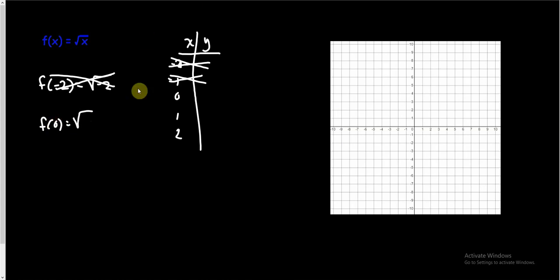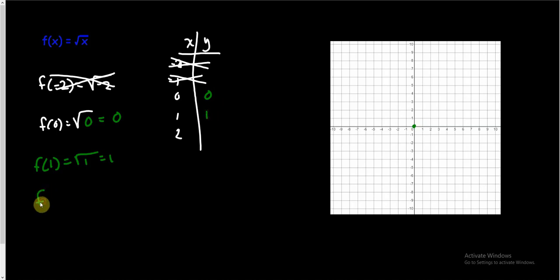So if I start at 0, that's pretty easy. The square root of 0 is 0. Got it. That was much better than all the negative square roots. Let's try 1. Well, the square root of 1 is 1. Oh man, we're on a roll.